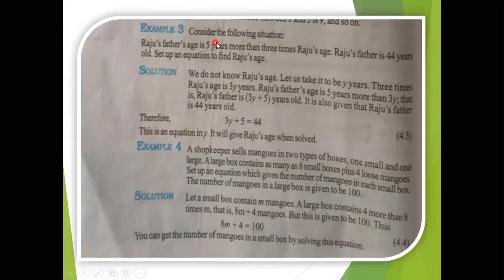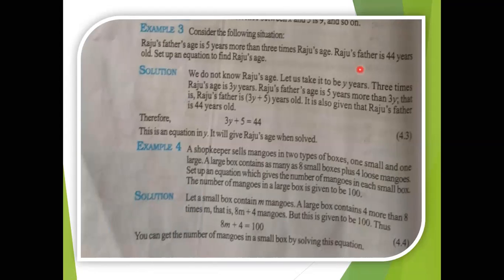Next, let us see the example. Consider the following situation. Raju's father's age is 5 years more than 3 times Raju's age. Raju's father is 44 years old. Set up an equation to find Raju's age. So here they have given a sentence, and how do you find the equation for this? See here, we don't know Raju's age. Here Raju and Raju's father are given. Raju's father's age is 5 years more than 3 times Raju's age, and Raju's father's age is given as 44.